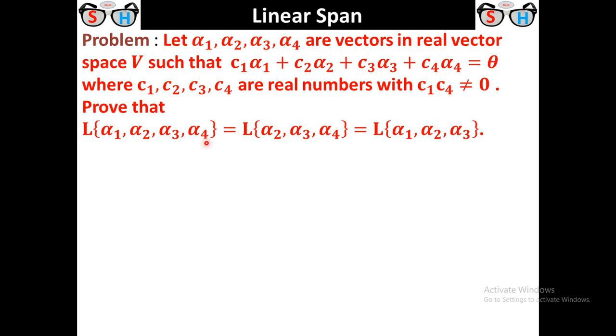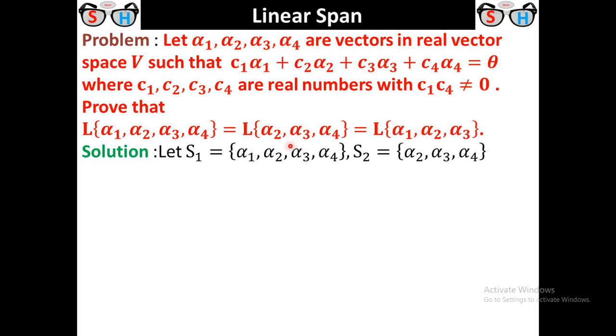That is, the linear span spanned by alpha 1 alpha 2 alpha 3 alpha 4 is equal to the linear span spanned by alpha 2 alpha 3 alpha 4. That is, you can delete alpha 1 from the set of generators, and both sets, alpha 1 alpha 2 alpha 3 alpha 4 and alpha 2 alpha 3 alpha 4, span the same set. Okay, this is called the deletion theorem, which is proved in another video.